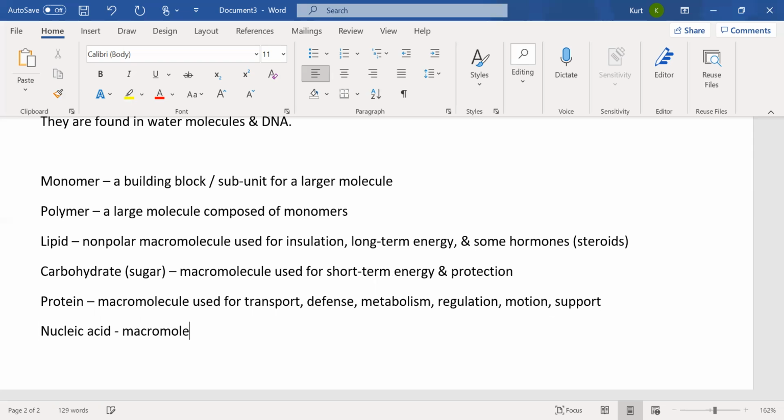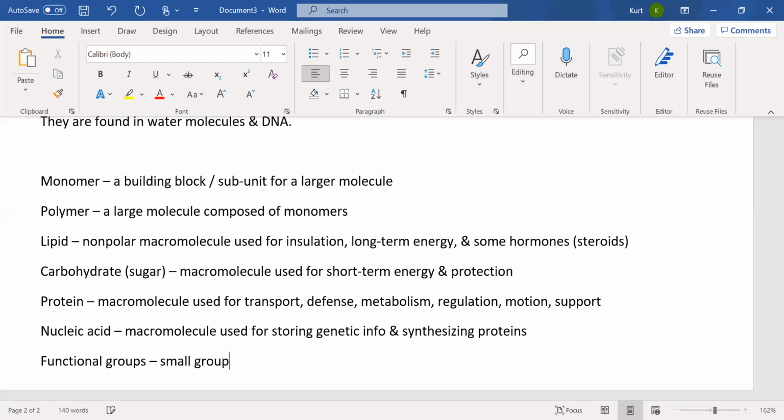This is a macromolecule used for storing genetic info and synthesizing proteins. You could skip dehydration synthesis and hydrolysis. The last one is functional groups. Functional groups are small groups of atoms that can give a larger molecule a different function.